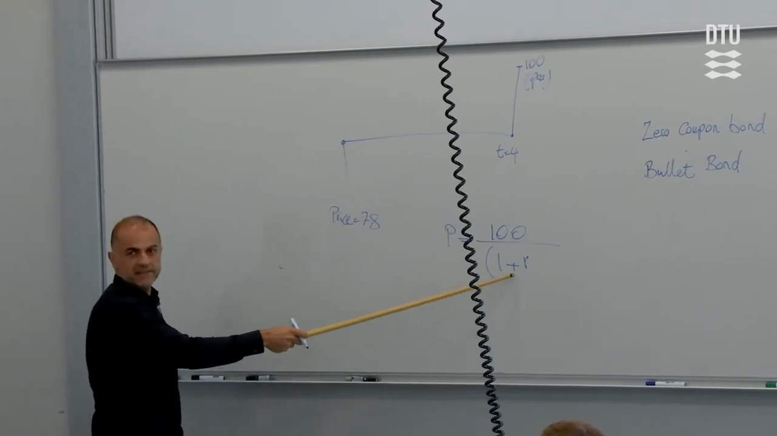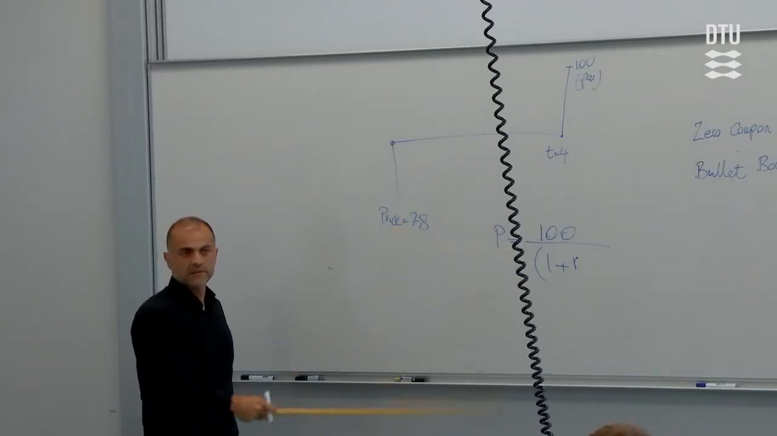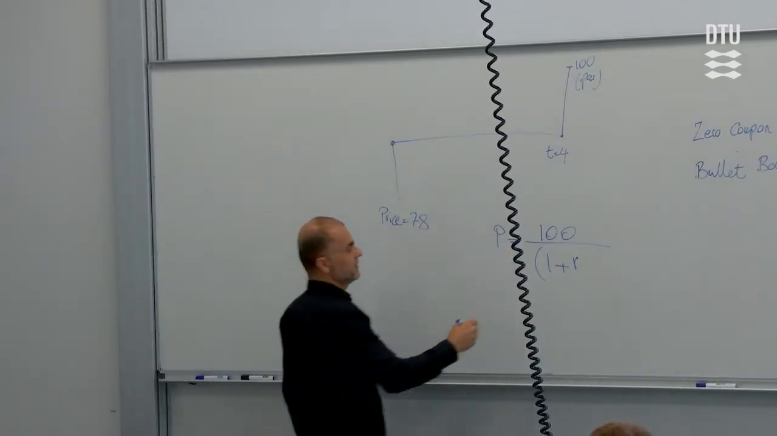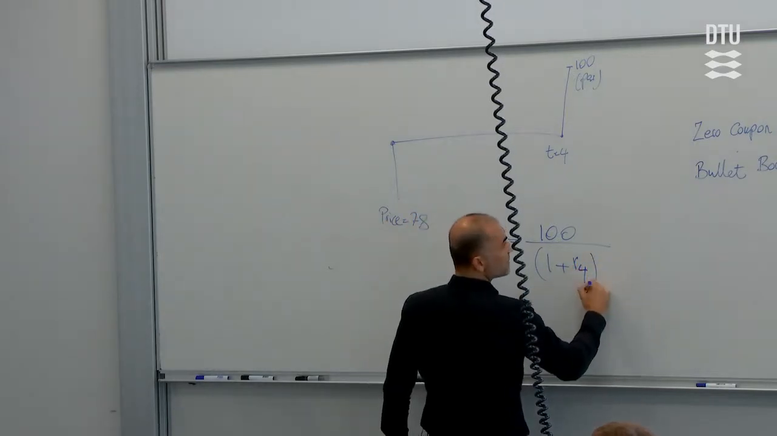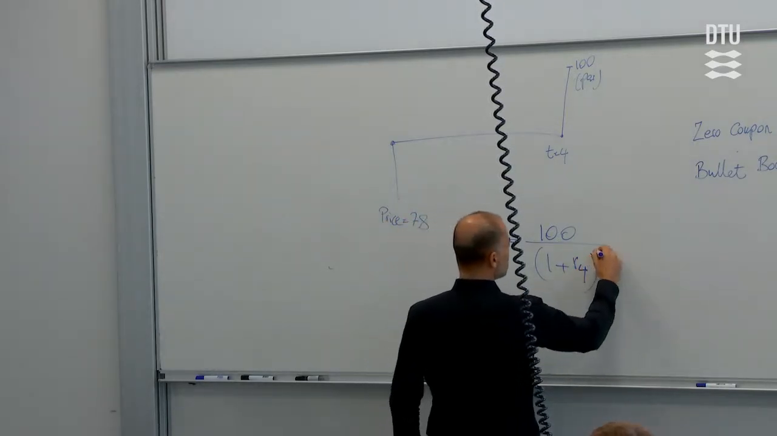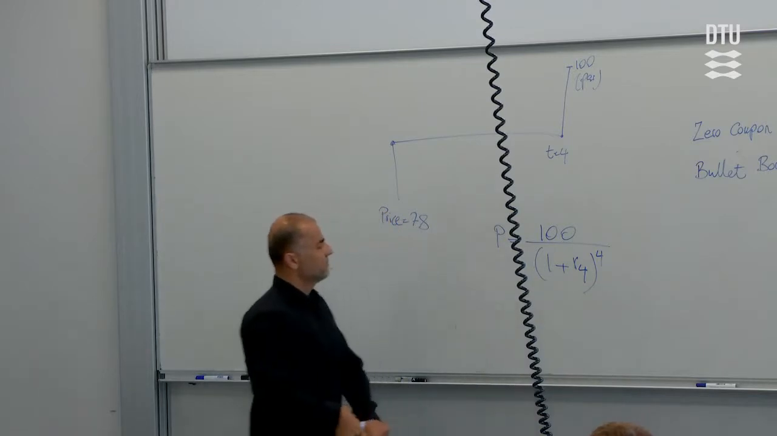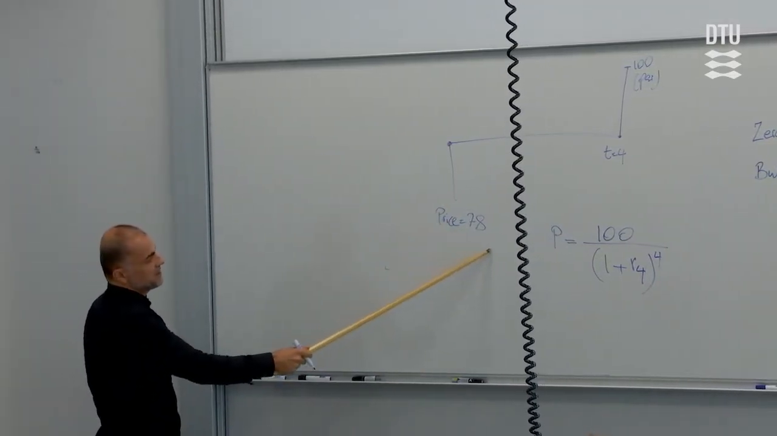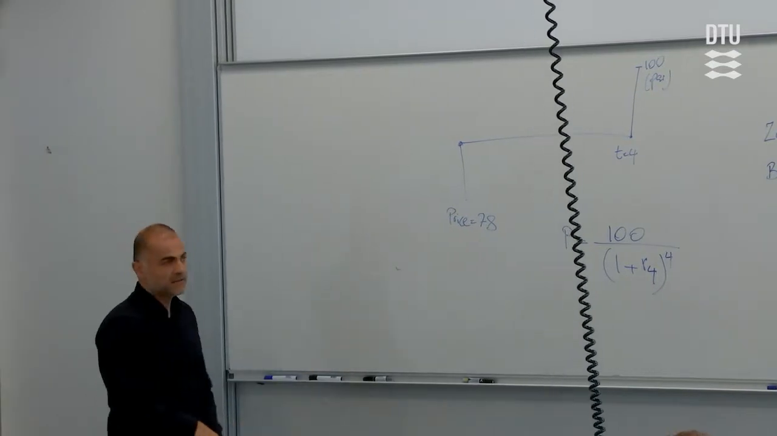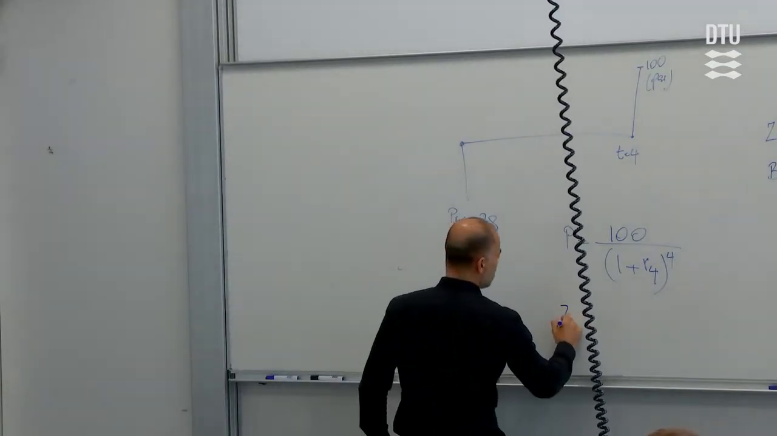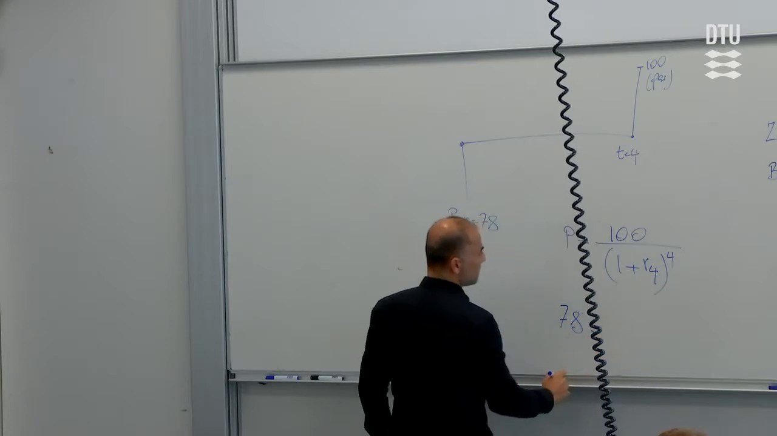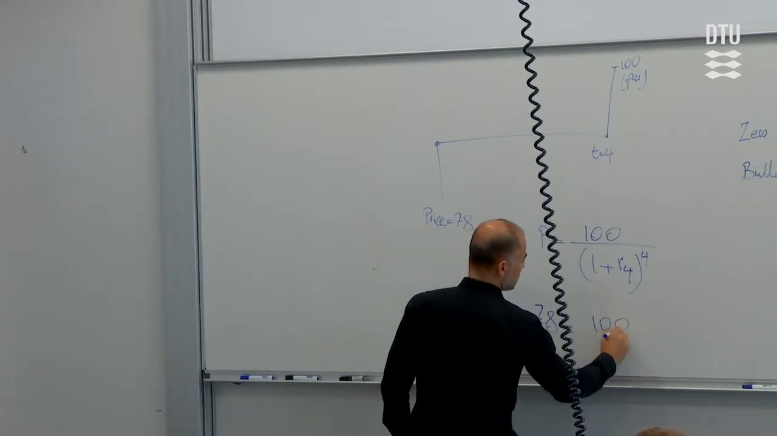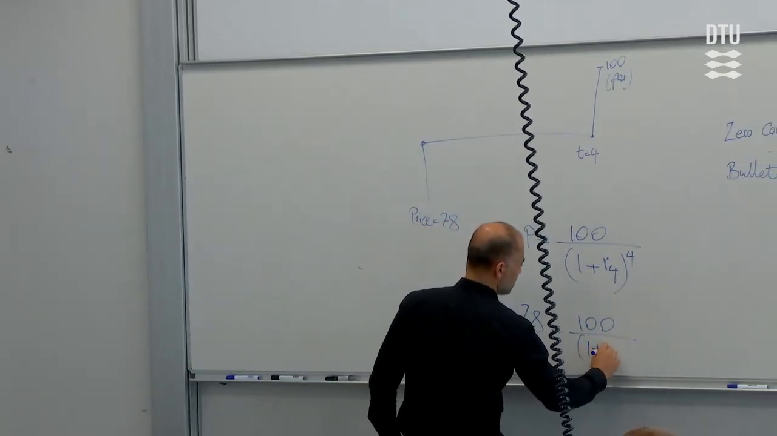So what is T in this case? If you have 4 years? 4, right? And then I have to the power of T, which in this case is the power of 4, right? All right. And now, in this case, I gave you the price. So I have the price of 78, which is 100 divided by 1 plus R4 to the power of 4, right?